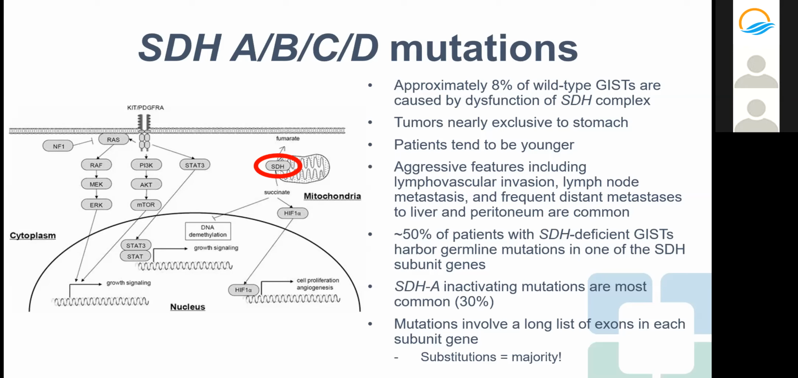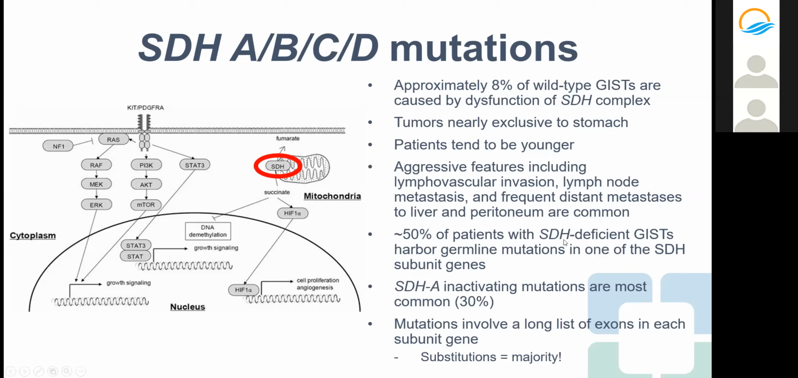Importantly, germline mutations in any of the genes encoding the SDH subunits can lead to many other tumor types in addition to GIST tumors. Examples would include paragangliomas, pheochromocytomas, SDH deficient renal cell carcinomas, and pituitary tumors. So patients who are identified as having SDH deficient GISTs should also be screened for other tumors, particularly if their SDH deficiency has been shown to be a germline mutation rather than a somatic mutation.